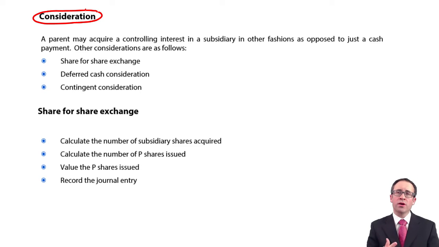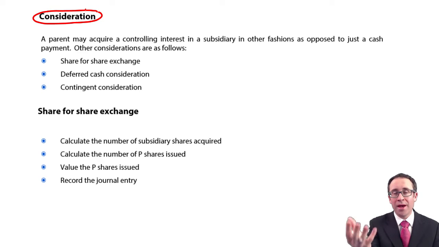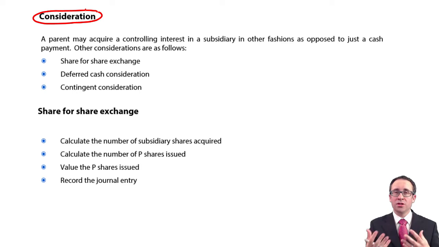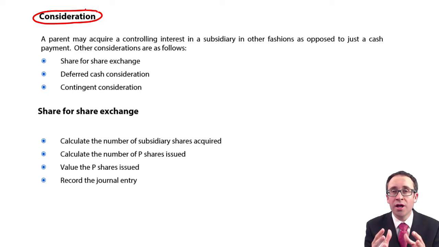Okay. The first one we're going to go through and look at is a share for share exchange. Now, remember, what happens when we pay cash is that we pay cash, and in exchange for that payment of cash, we receive the shares in the subsidiary. Now, what happens within a share for share exchange is that we still receive the shares in the subsidiary that give us control, but instead of paying cash, we will issue some shares of the parent.